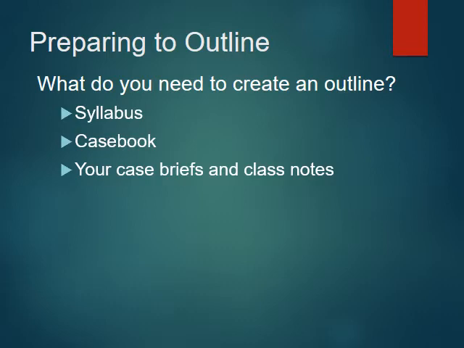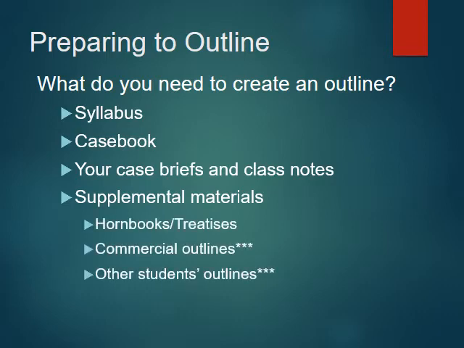What you need to create an outline are your case briefs and class notes. An outline is entirely distinct from case briefs and class notes. So it's a synthesis of that material. It is not another repository for that same degree of detail. You can use, and you will use, supplemental materials in the preparation of your outline. This may arise in lots of different ways. Could be horn books or treatises.